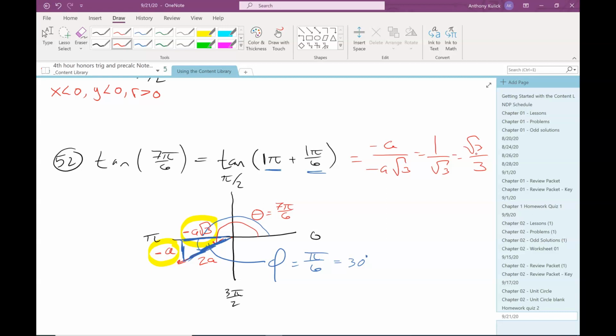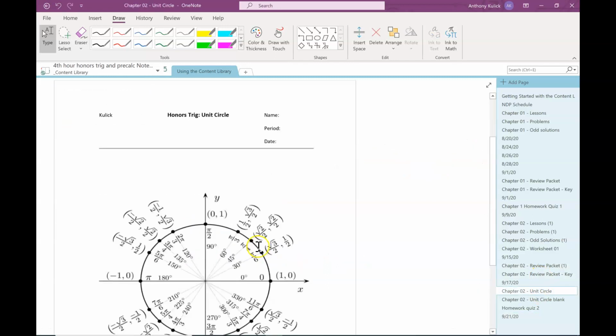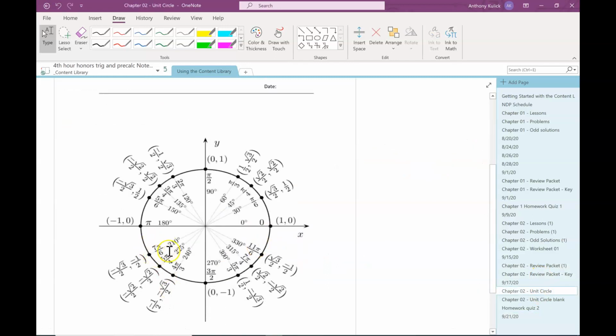Isabella, is that okay? What's the easier way to do this, though? I go to my unit circle, and I do y over x. Are we going to have that for yourself, or are we going to memorize it? You're not going to be asked to memorize the unit circle at any point this year.